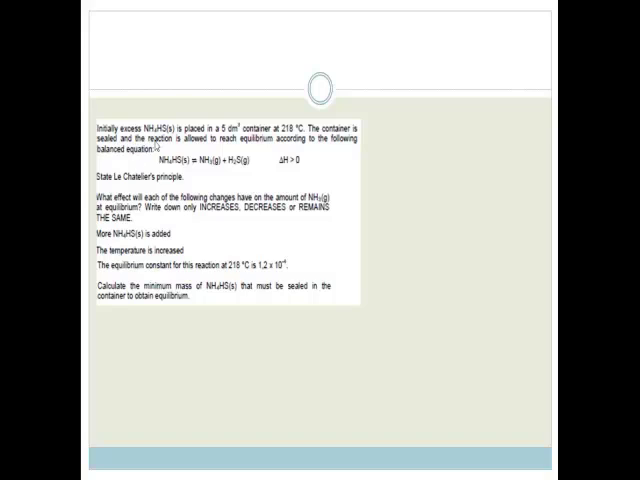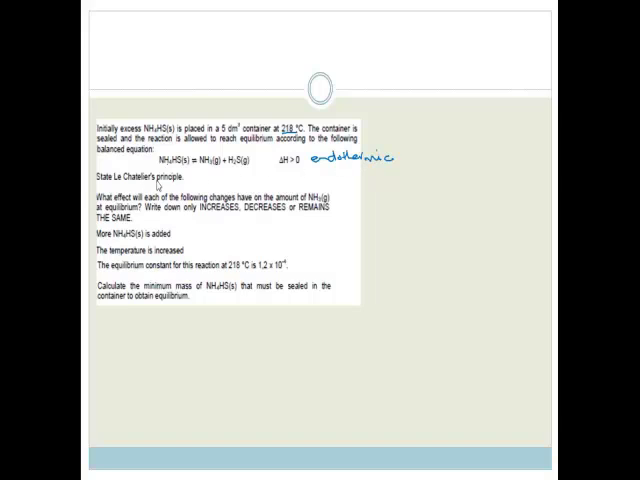Initially, excess ammonium hydrogen sulfide is placed in a 5 decimeter cube container at 218 degrees Celsius. The container is sealed and the reaction is allowed to reach equilibrium. And you can see that here's your ammonium hydrogen sulfide forms ammonia plus hydrogen sulfide. You've got delta H is greater than naught, which means it's endothermic, which means the forward reaction likes heat.